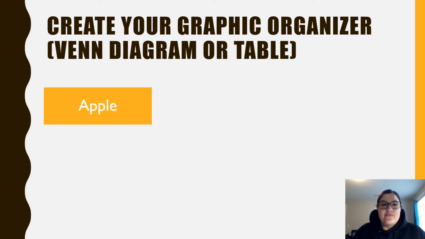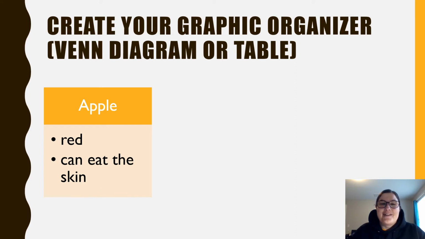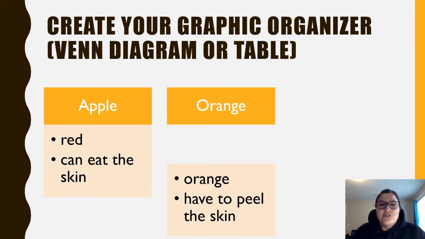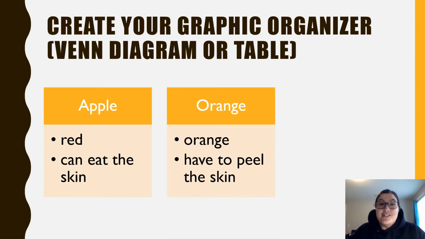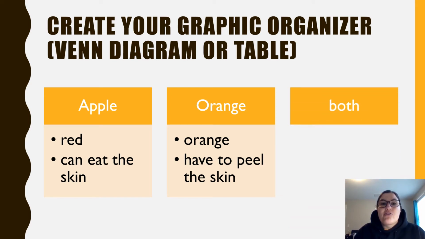So here I have an apple, and something about the apples, they are red and you can eat the skin. Did anyone have that? All right, let's see about the orange. Let's see what you had. Here's my orange. The orange is orange, and you have to peel the skin to eat it. Did you have that one? Okay, now let's see how they are both the same. They're both fruit, and they have a round shape.